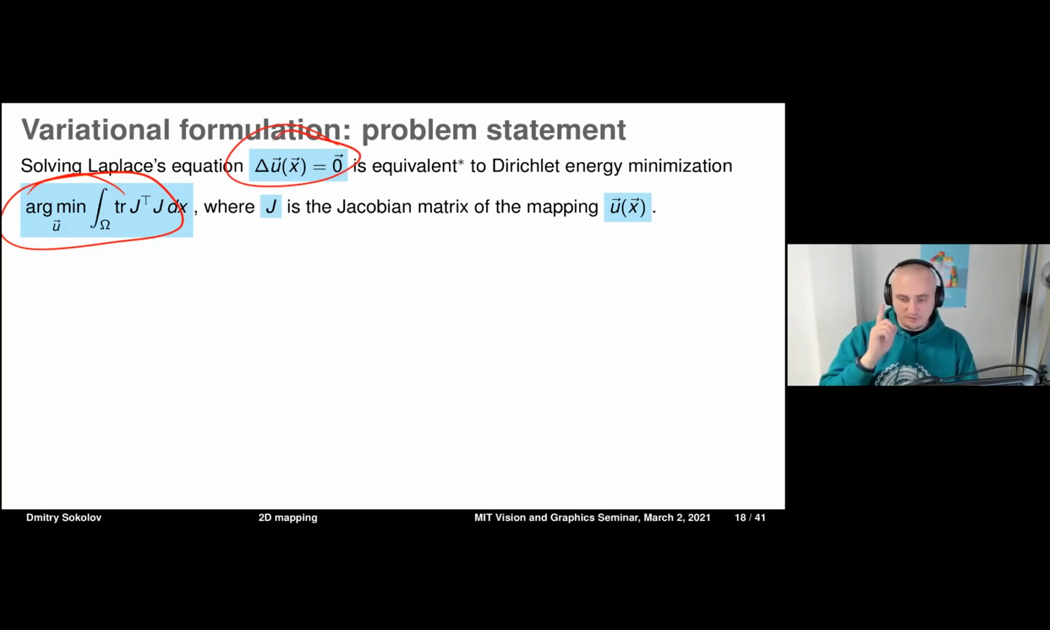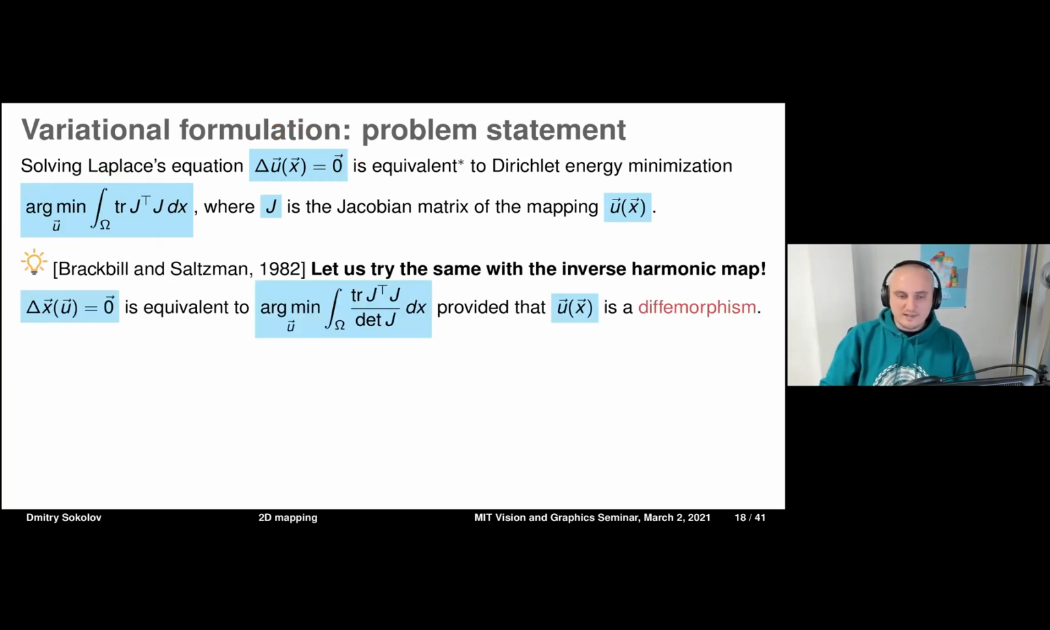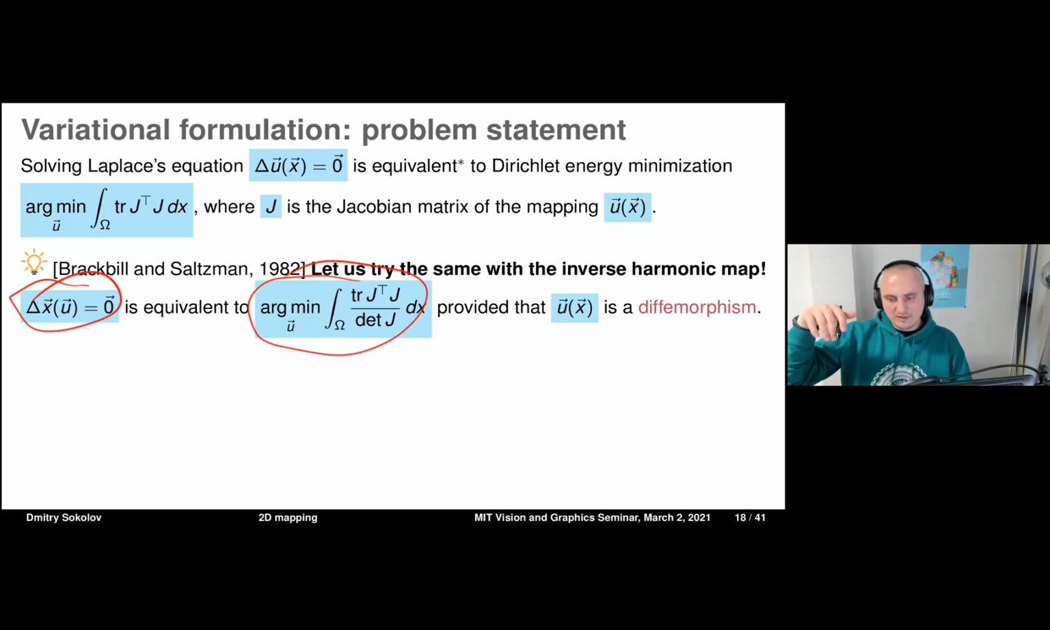But what about the inverse harmonic map? Let us try the same thing. After swapping the dependent and independent variables, Laplace's equation, delta x equal to 0, is equivalent to the following variational problem, where under the integral we still have the trace of the metric tensor of the mapping u and not x, divided by the Jacobian determinant. Of course, this construction is only valid if u is a diffeomorphism. This is important. On a mesh, we can try to solve the following problem.